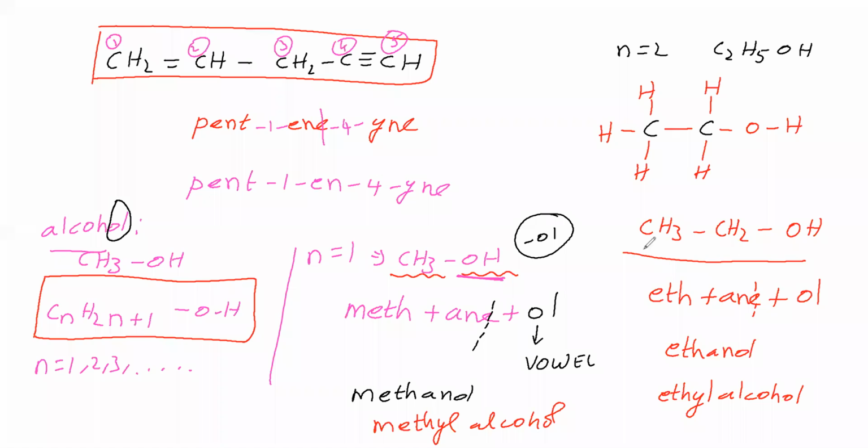Like this, for CH3CH2, that is C2H5, the common name is ethyl, and OH is alcohol, therefore ethyl alcohol. The IUPAC name is ethanol. For CH3OH, another name is also there: wood spirit. Why? Because it is manufactured from wood, therefore it is called wood spirit.